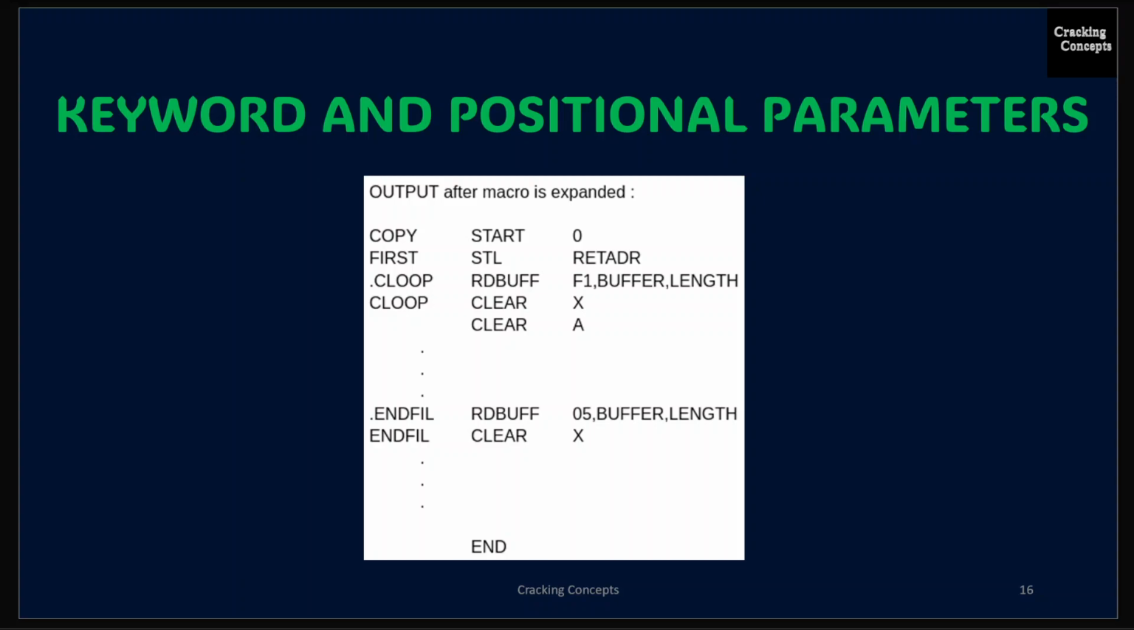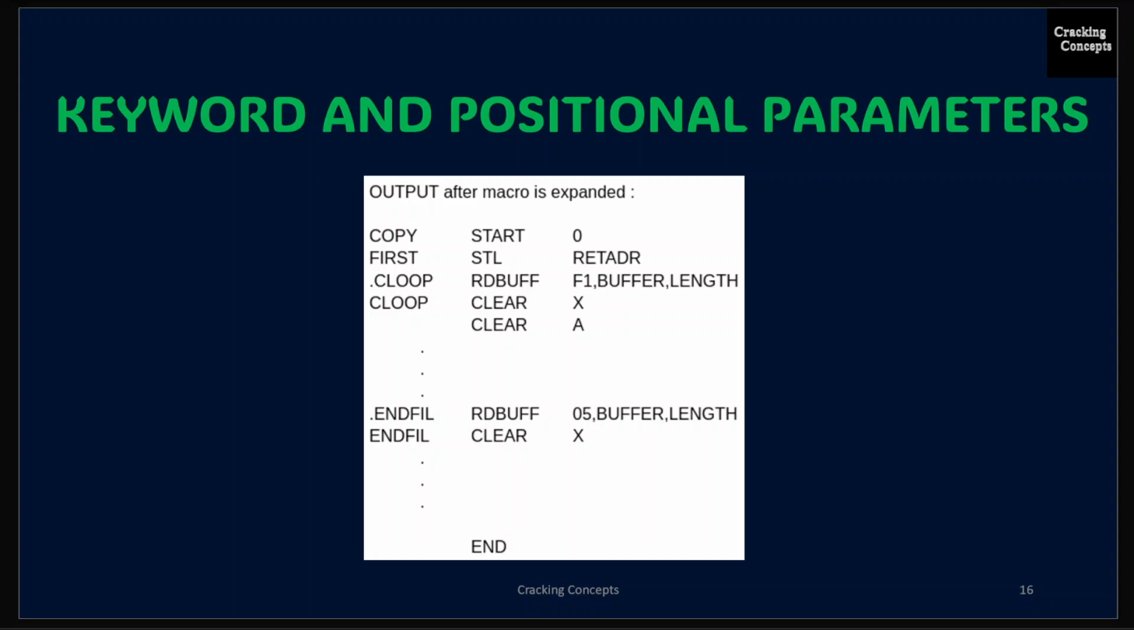Here the label on the macro invocation statement, which is CLOOP, has been retained as a label on the first statement generated in the macro expansion. This allows the programmer to use the macro instruction in exactly the same way as an assembler language mnemonic.